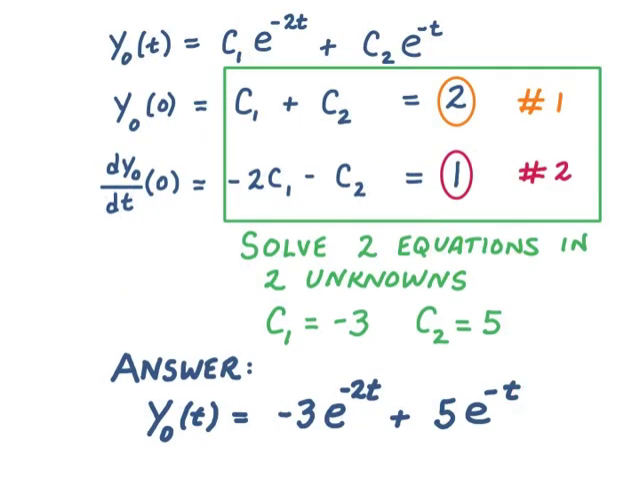Now we'll solve equations number 1 and 2 for c1 and c2. That's two equations and two unknowns, and we find the solution is c1 equals -3 and c2 equals 5. And therefore, the response of the system to the initial conditions, the zero-input response, is y0(t) = -3e^(-2t) + 5e^(-t).